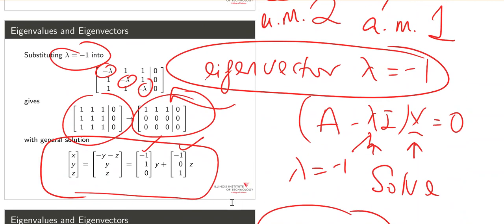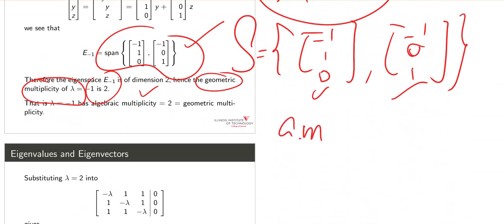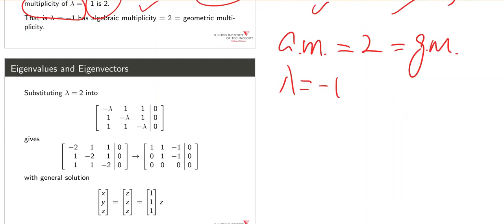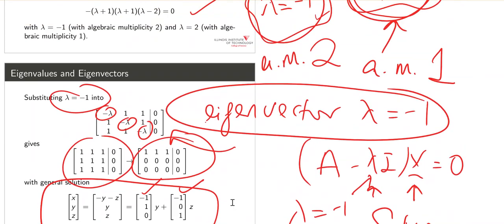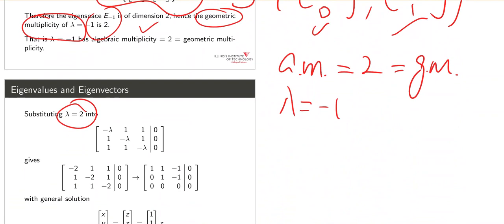So the algebraic multiplicity is 2, and the geometric multiplicity for this eigenvalue is also 2. In this case, your algebraic multiplicity for lambda equals -1 is equal to the geometric multiplicity for lambda equals -1. Okay, so we have another eigenvalue, lambda equals 2. This is the one that appears one time. So you have algebraic multiplicity equal to 1.